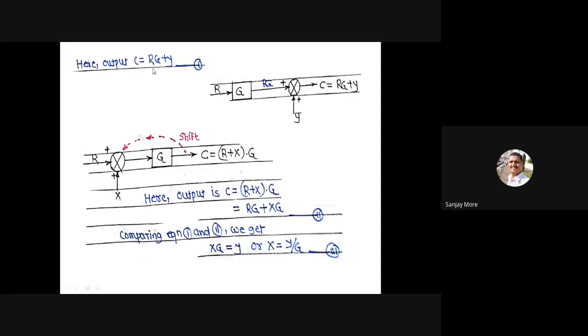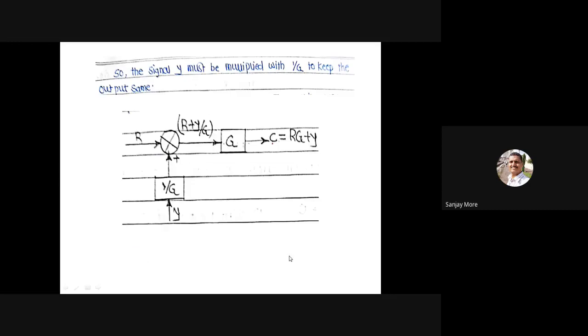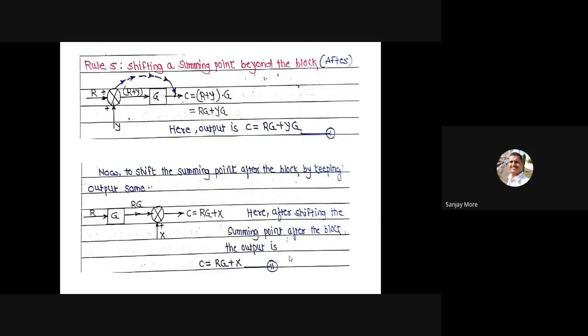Equation number 2. Equation number 1: C is equal to RG plus Y. Comparing equations 1 and 2, XG is equal to Y, or X is equal to Y divided by G. So the signal Y must be multiplied with 1 divided by G to keep the output the same. If you shift the summing point before the block, keeping the output the same, you have to multiply with 1 divided by G. Okay.